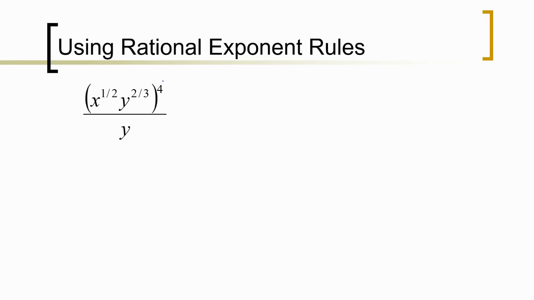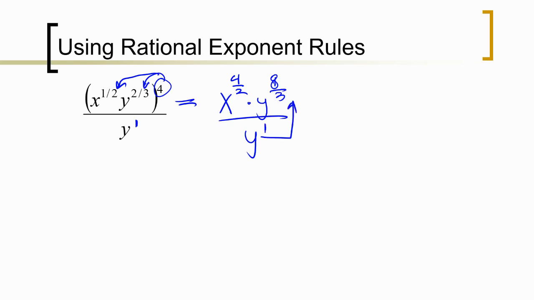Here we have a 4th power on the outside. We want to distribute that in. When you distribute powers, you multiply. And so this is going to turn out to be x to the 4/2 times y to the 8/3, and then over y. Now this y on the bottom, we want to call it a y to the 1 because we're going to bring it up here to subtract from this y. So x to the, I'm going to reduce that to be 2, and then y to the 8/3, and then we're going to say minus 1.